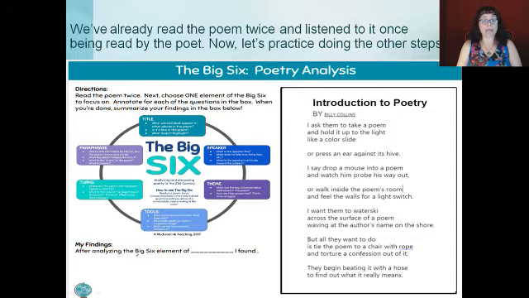After analyzing the Big Six element of, and then you'd pick one: title, paraphrase, speaker, turns. I'm doing theme, so you can't pick that one. Or tools, such as imagery, or images, or metaphors, or personification. So you could do that as well.